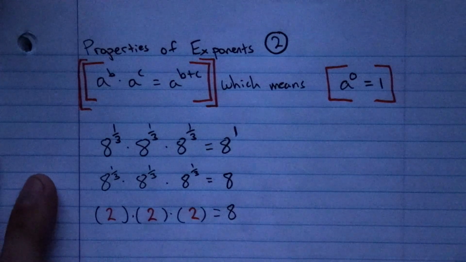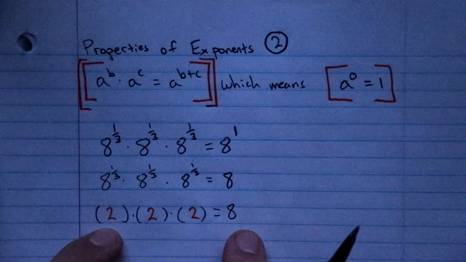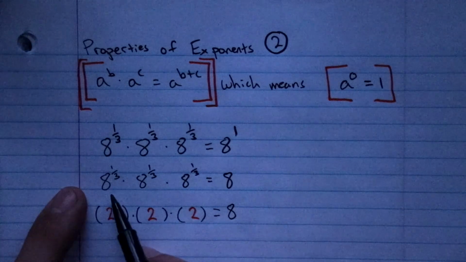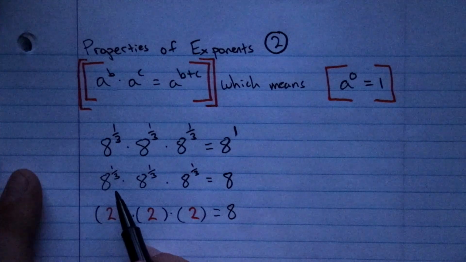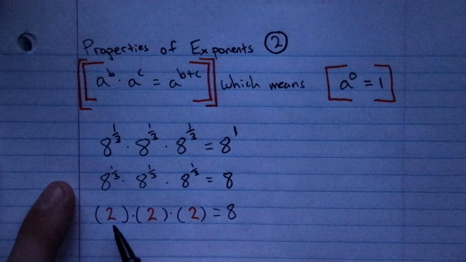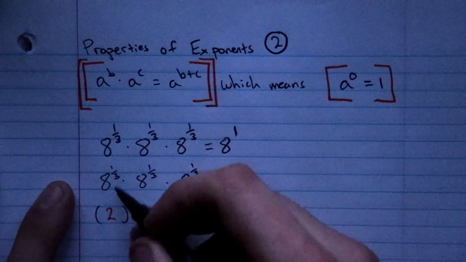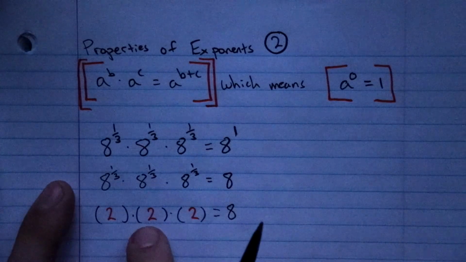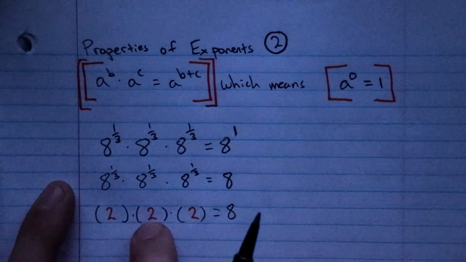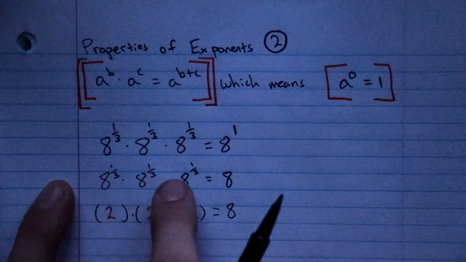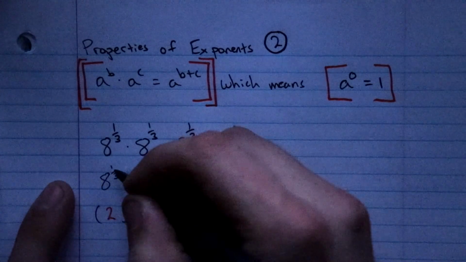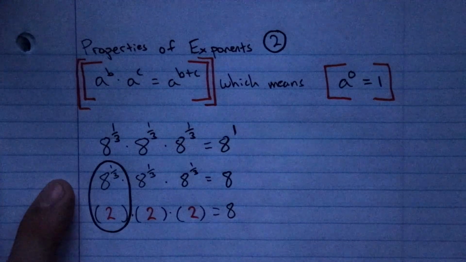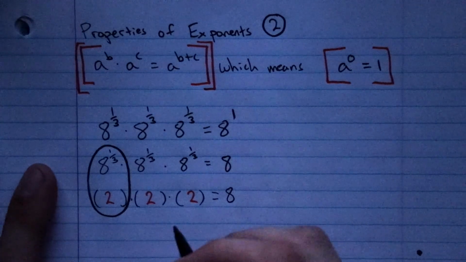Two. 2 times 2 is 4, times 2 is 8. So whatever 8 to the 1/3 is, it has the property that 2 has. So we say that 8 to the 1/3 and 2 are equivalent. They have the same property. You multiply 2 times 2 times 2 to get 8, and this, whatever that is, times itself three times gives 8. They must be the same. 8 to the 1/3 must be equal to 2.